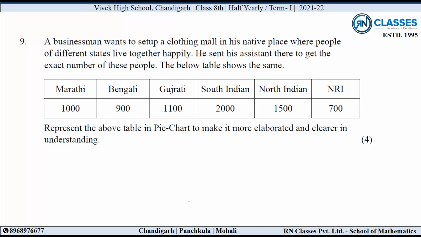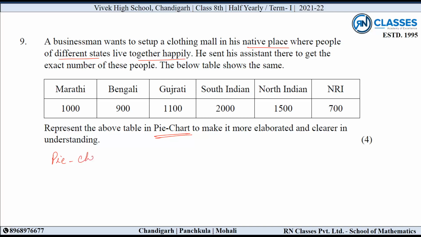Next one. A businessman wants to set up a clothing mall in his native place, where people of different states live together happily. He sent his assistant there to get the exact number of these people. The below table shows the same: Marathi, Bengali, Gujarati, South Indian, North Indian, NRI. Represent the above table in a pie chart, for a clearer understanding. I have to make a pie chart, and it's a 4 marker question.